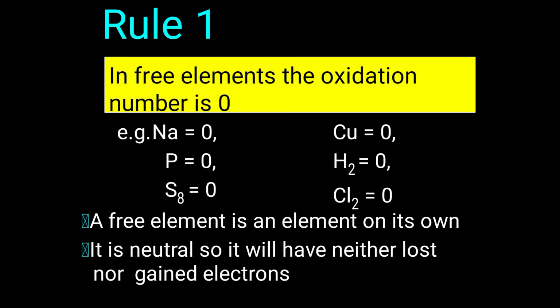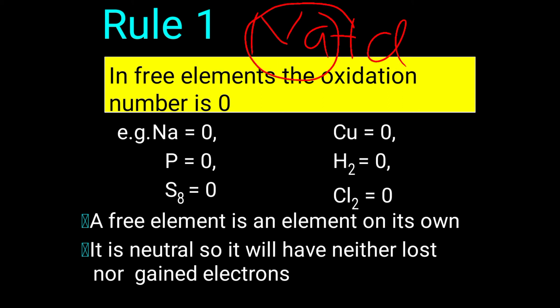There are certain rules to identify the oxidation state of an atom. The first rule: free elements have an oxidation number of 0. Free elements such as sodium, potassium, copper, hydrogen, chlorine, in their free state, do not contain any charge. For example, in the reaction of Na plus Cl, sodium does not have any charge before the reaction. Only after the reaction will it get a charge, so it is in the free state.